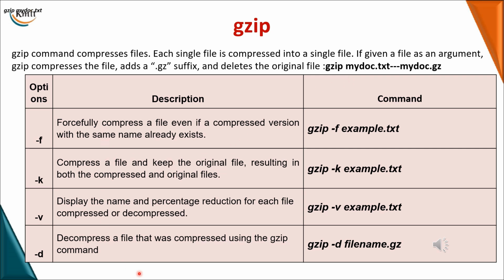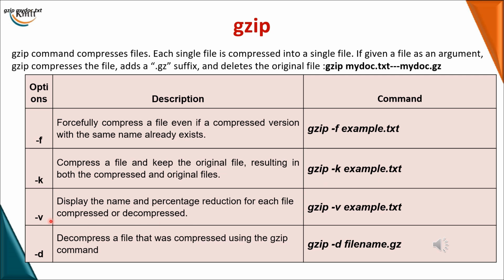And we have various options associated with gzip. If you want to forcibly compress a file, forcibly compressing in the sense example.txt is a file which I want to compress, but in the directory I have example.gz which is already there. In that case, you are forcibly compressing to the same file name, so you will get example.gz, and the already existing file will be deleted. And if you want to keep both the compressed file and the original file, you just go for gzip -k, where example.txt will be present as well as example.gz.